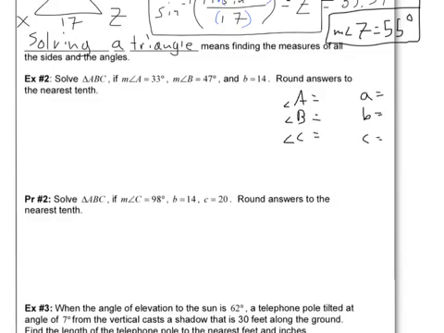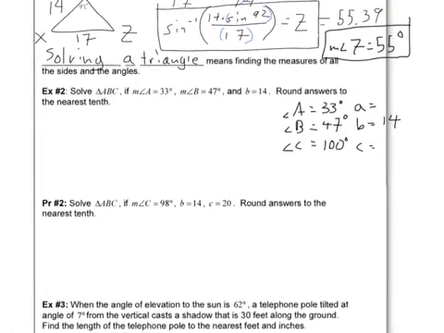Now if you look, they already gave us some of this. They gave us angle A, so we can plug that stuff in. A is 33 degrees. Angle B is 47 degrees. Side B is 14. And we should be able to find angle C really easily, right? We have two angles of this triangle. So 33 plus 47, well that's 80. So that means that angle C must be 100. And so now all we need to find is side A and side C.